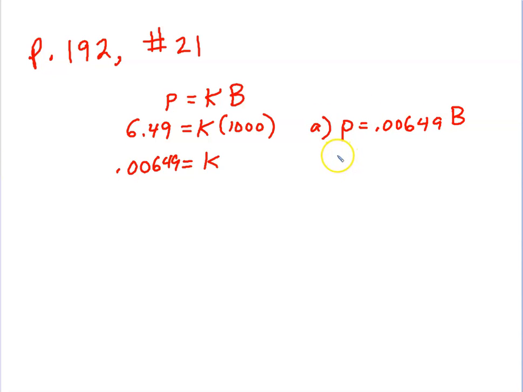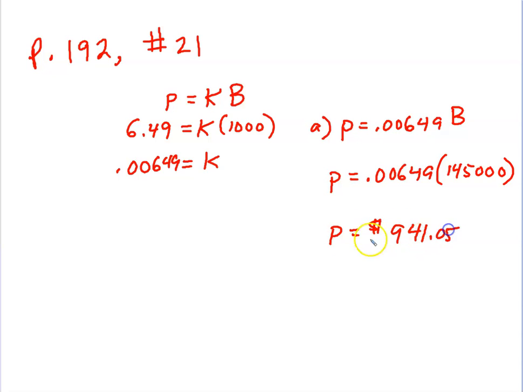Then find the monthly payment P when the amount borrowed is $145,000. So we just take our equation that we came up with and use our number for K and let B become $145,000. And go to your calculator, and that monthly payment is $941.05. So that would be answer part B.